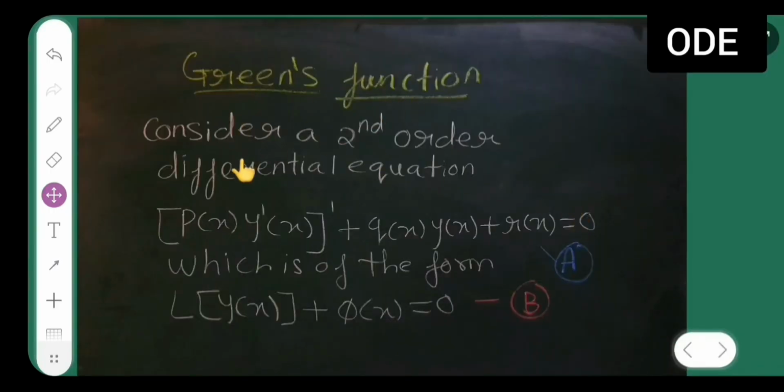Now for Green's function, I'll have to consider a second order differential equation. In the bracket write down p of x into y dash of x, dash, plus q of x into y of x plus r of x is equal to 0. Now this is of the form L of y of x plus phi of x is equal to 0. Now take this as a and take this as b, okay?